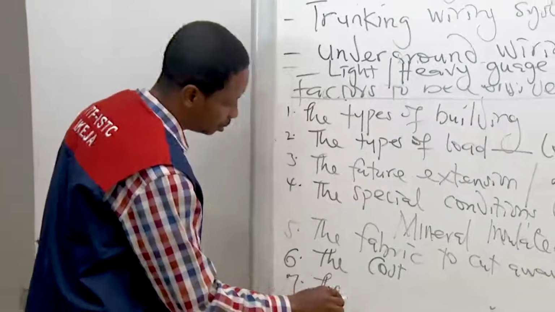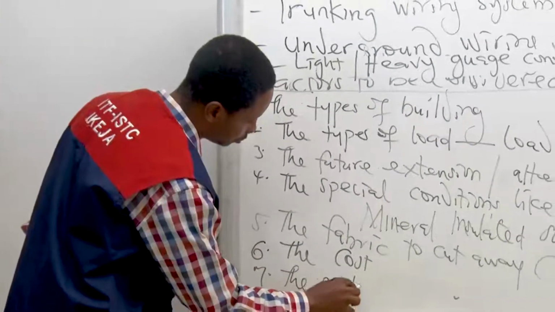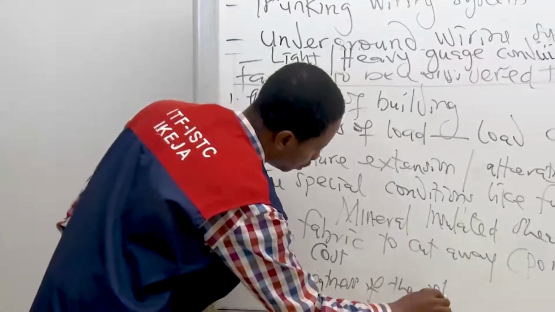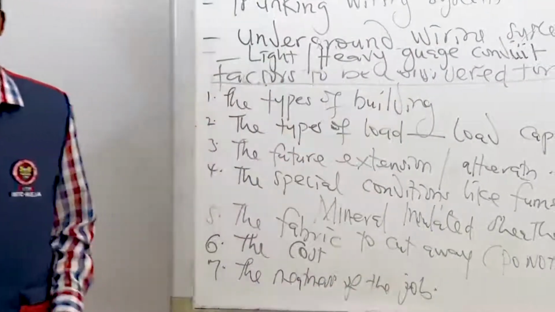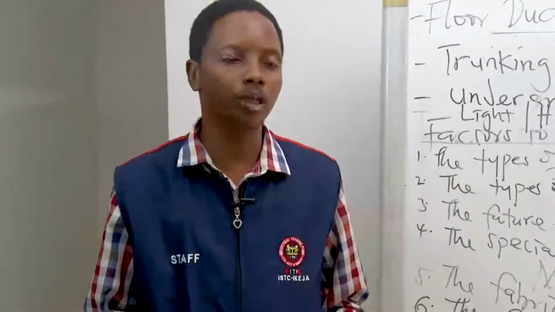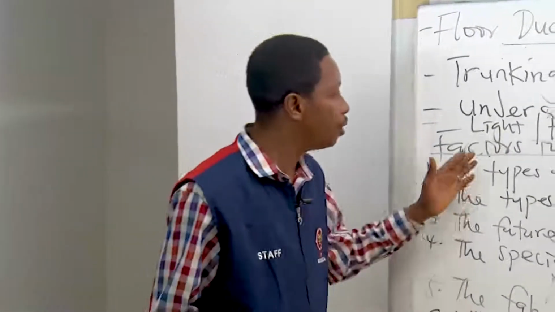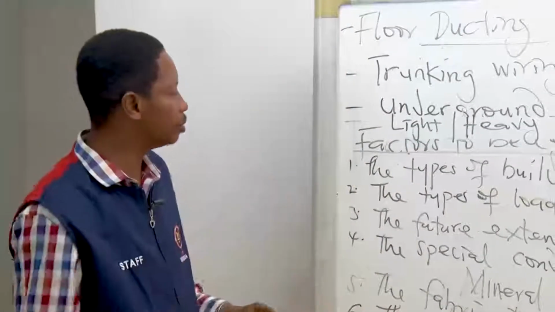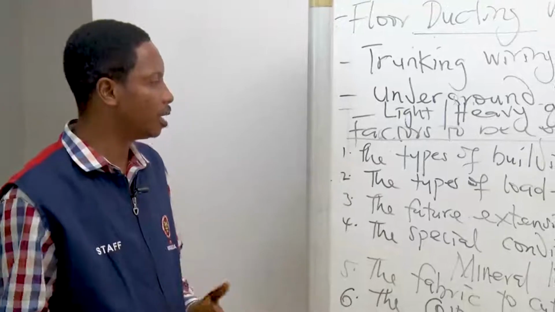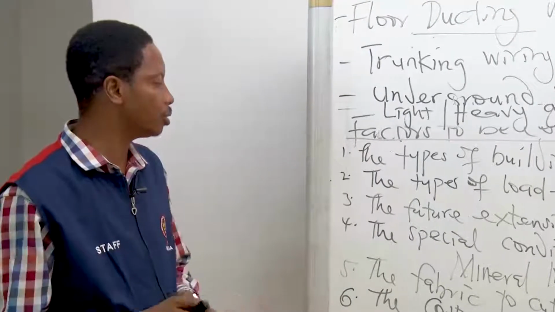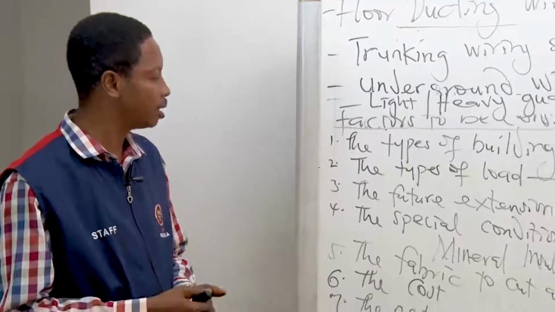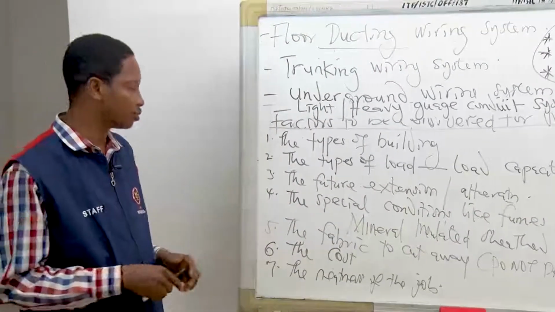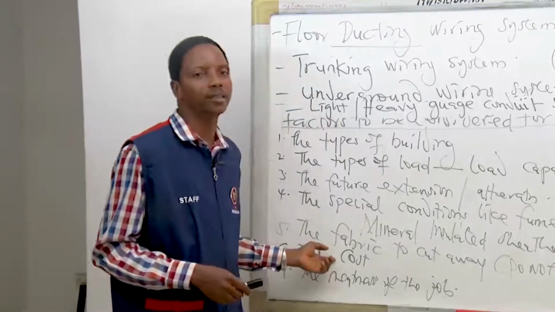You consider the cost, and above all, what will sell your job, what will make you professional, is number 7, the neatness of the job. You must consider the neatness of the job. And this is what will make you a professional person. So in all this: the type of building, the type of load, load capacity, the future extension and alteration, special conditions to consider such as fumes or dampness, the fabric to be cut away, and the cost. The cost is very key.